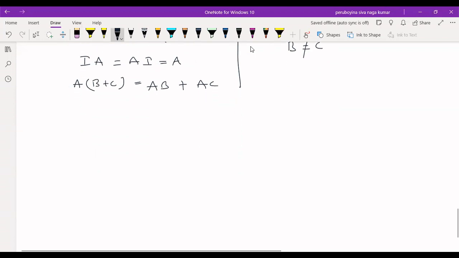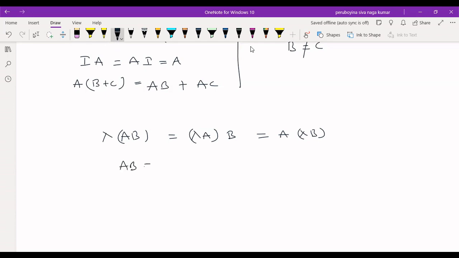And multiplication with a scalar. Multiplication with a scalar means lambda of AB is equal to either (lambda A) into B, or this is also equal to A into (lambda B). Okay, it accepts the rule.